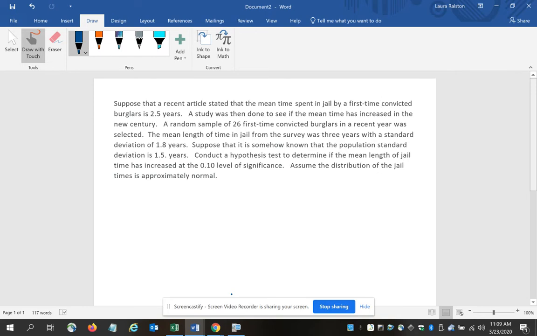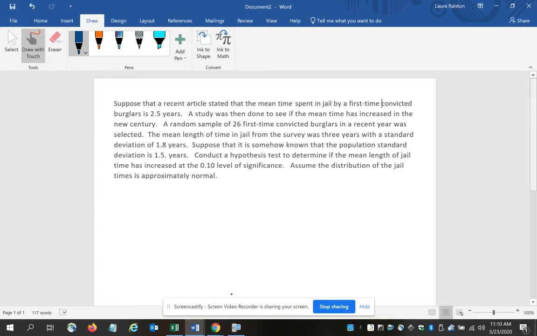I pulled this question from the practice problems, and it says, suppose that a recent article stated that the mean time spent in jail by a first-time convicted burglar is 2.5 years. A study was then done to see if the mean time has increased in the new century. A random sample of 26 first-time convicted burglars in a recent year was selected. The mean length of time in jail from the survey was 3 years with a standard deviation of 1.8 years. Suppose that it is somehow known that the population standard deviation is 1.5 years.